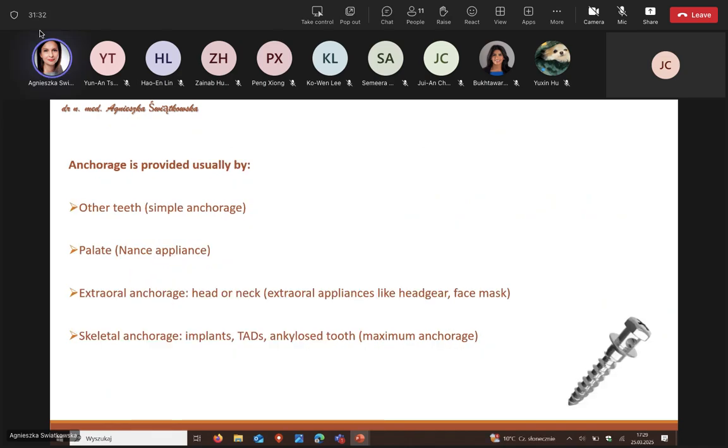Anchorage is provided usually by other teeth. It's a simple anchorage. We can use anchorage on the palate, for example, if we use Nance appliance. External anchorage could be head or neck. In this situation, we use external appliances like headgear or face mask, and skeletal anchorage. We talk about this a few times. It's a kind of maximum anchorage.